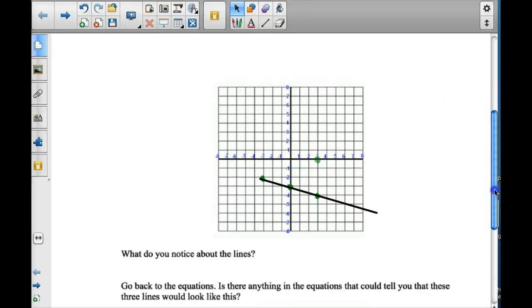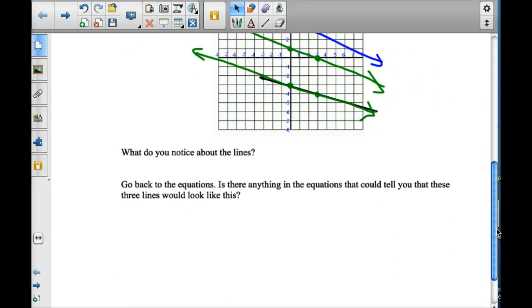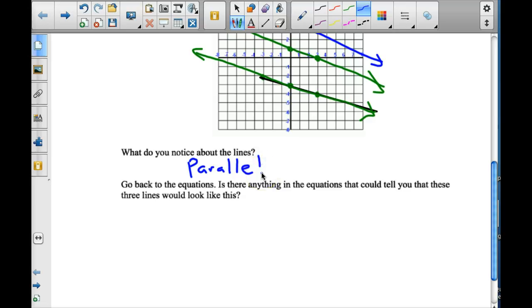The slopes are the same. So, and what's true, Mike, about the 3 lines? They are what? Parallel to each other. Guys, all 3 lines are parallel. They'll never touch. Okay? Now, go back to the equations. What do you notice about the equations and the 3 lines? There's something that's the same in all 3 equations. All the numbers are multiples of 3. Okay? All the slopes are the same.